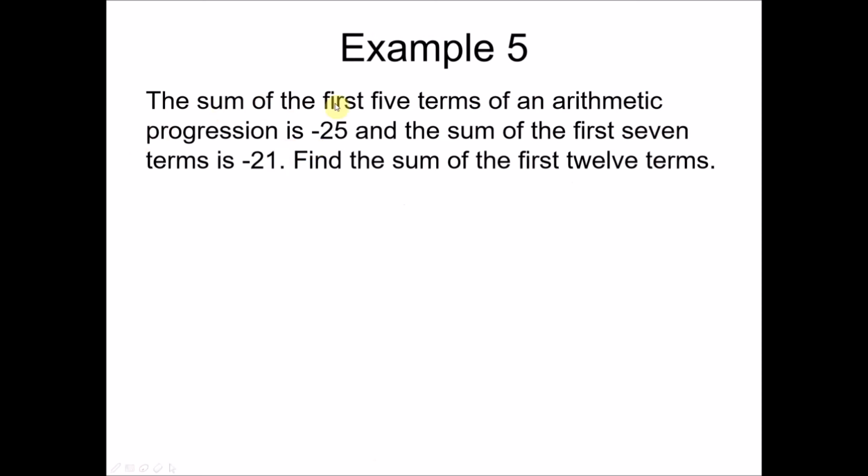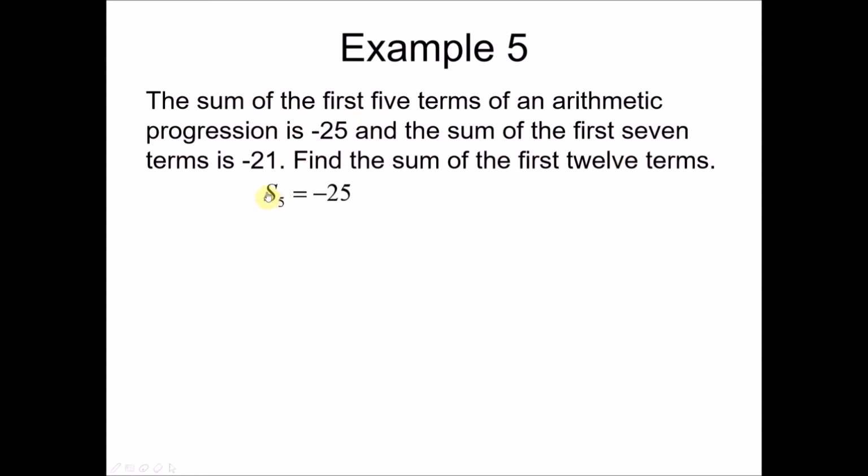Example 5. The sum of the first 5 terms of an arithmetic progression, so this time we know it's an arithmetic progression, is negative 25. And the sum of the first 7 terms is negative 21. Find the sum of the first 12 terms. We want to find S12. But before we find S12 using the formula, we need to find the values of a and d from these two pieces of information. If we can find a and d, here we know n is 12, so we can find this using the formula.